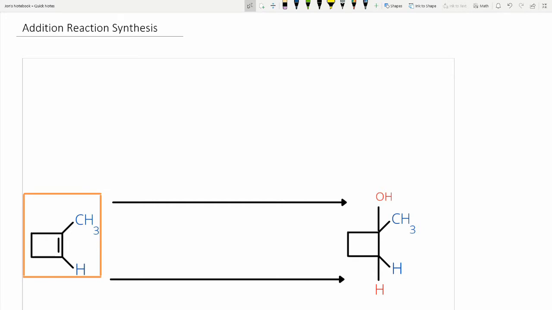In this video, we'll be putting all the addition reactions in one spot and helping you decipher which one will be best when we synthesize.